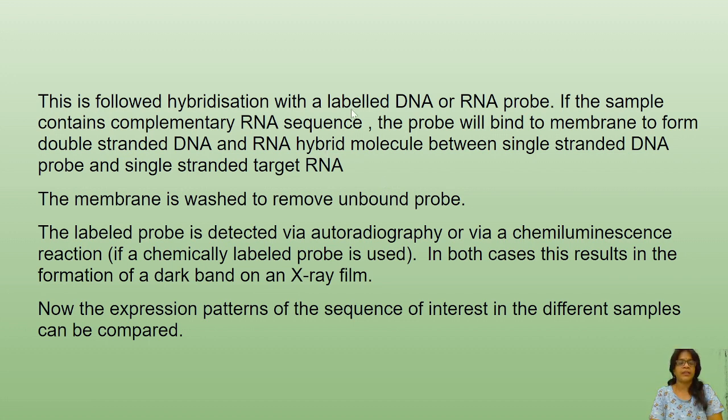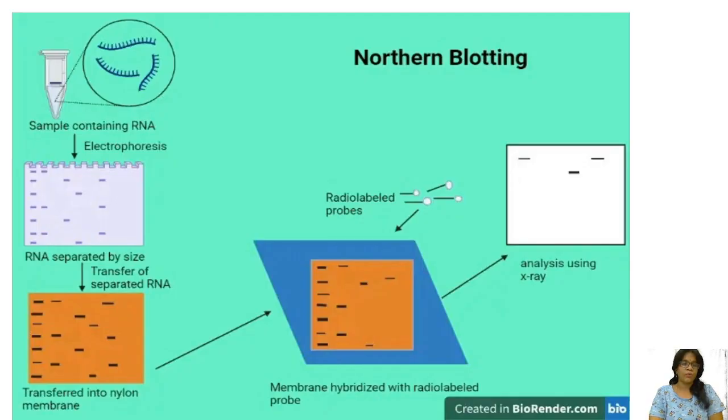It contains a complementary RNA sequence. The probe will bind to the membrane to form a double-stranded DNA and RNA hybrid molecule. Okay, so you already know that the remaining things, like the unbound probe, can be easily washed away. Now the labeled probe is detected via autoradiography or by chemiluminescence. So in both cases, you will get a dark band on X-ray film. So this is how the technique is.